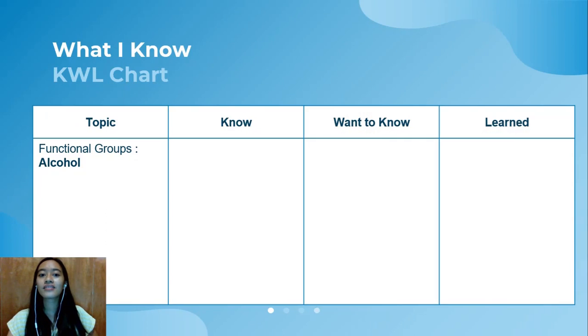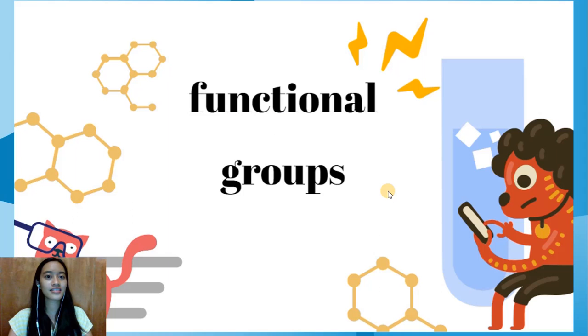Okay, so we did this KWL chart in our class, and you mentioned that what you know about alcohol, most of you know alcohol from disinfectants. You also know about alcohol from like the liquor. So there are different types of alcohols too, and we will explore them in the next slides.